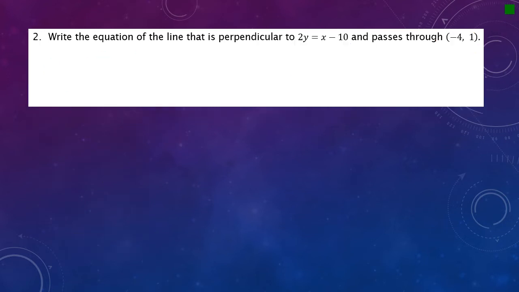Same process as the slide before. The only difference here is that now we're looking for a perpendicular line. So that's going to change our slope situation a little bit. So the first thing I'm going to do is get this into slope-intercept form by dividing everything by 2.